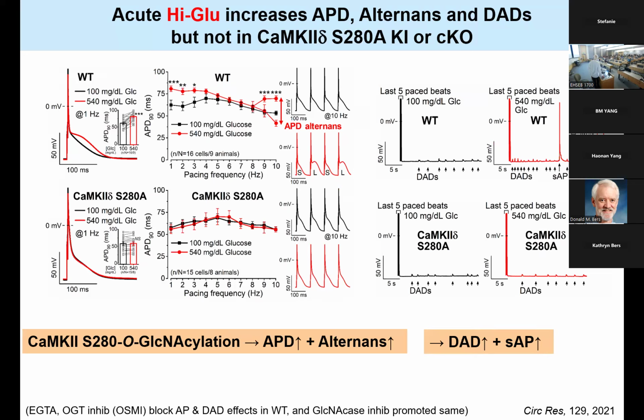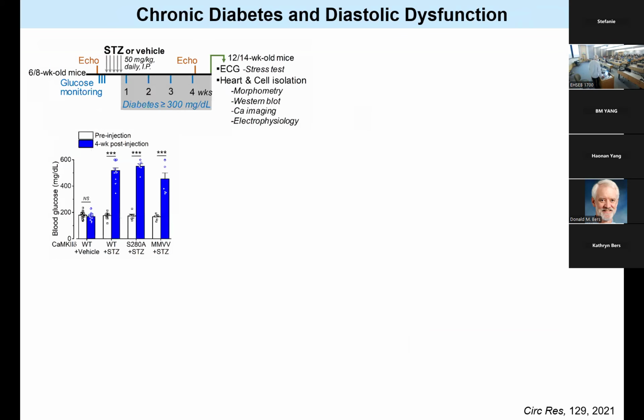That was also true for these DADs that were measured in the same kind of experiments with fast pacing and stopping and looking for spontaneous calcium releases, in this case, that can lead to a full-blown action potential. We didn't see that increase in the S2A mice.